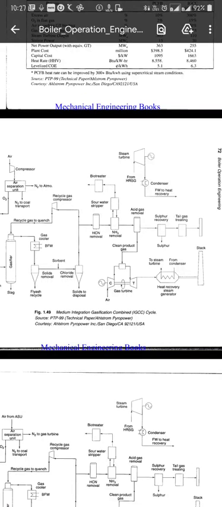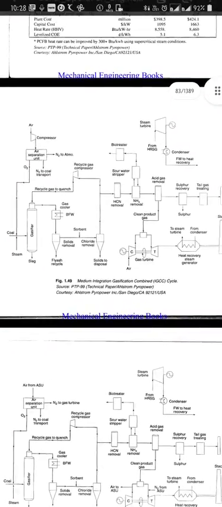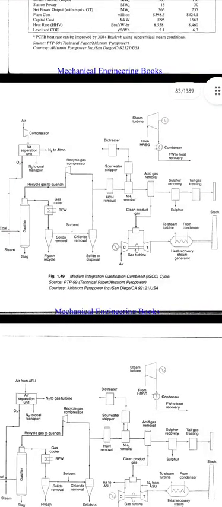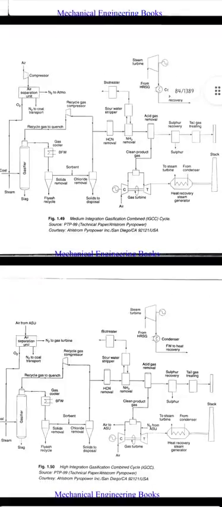The HRSG generated steam goes to the steam turbine at the top of the diagram. After the steam turbine, it goes to the condenser, then feed water heat recovery. For the remaining gas, acid gas removal, sulfur recovery, and tail gas treating are done. So this is the IGCC medium integration.